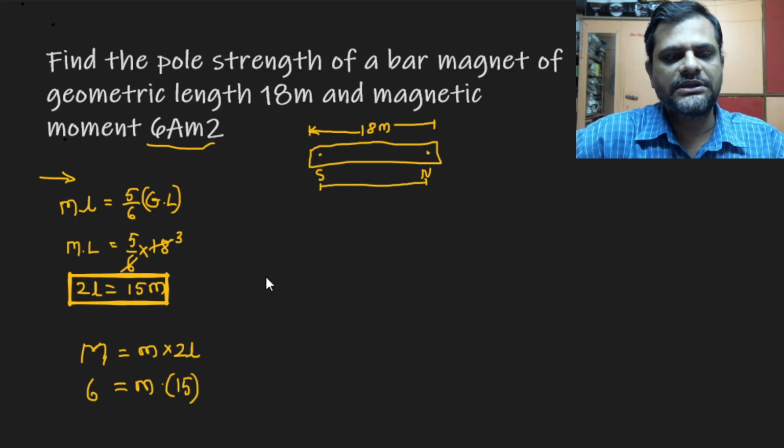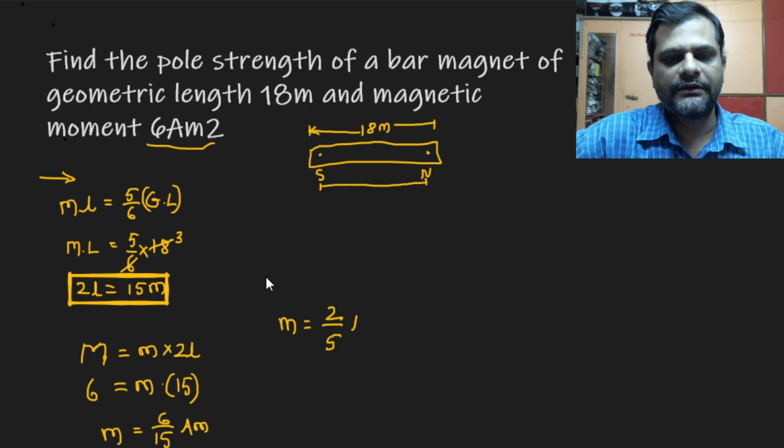So in that case we get the magnetic pole strength of the pole to be simply equal to 6 upon 15, and that is going to be in ampere meter. So finally we get the pole strength of this magnet to be, if we reduce this by 3, 2 by 5. Okay, 2 by 5 ampere meter, which can also be expressed in decimals as 0.4 ampere meter. Okay, so this is the final answer.